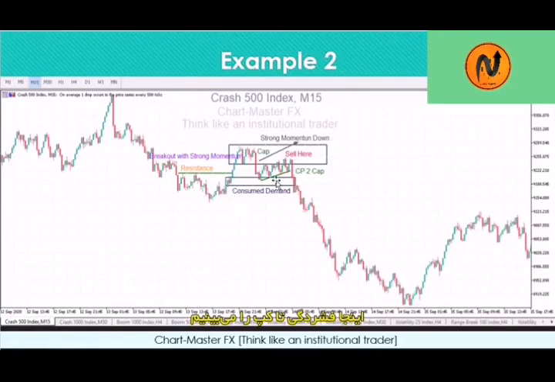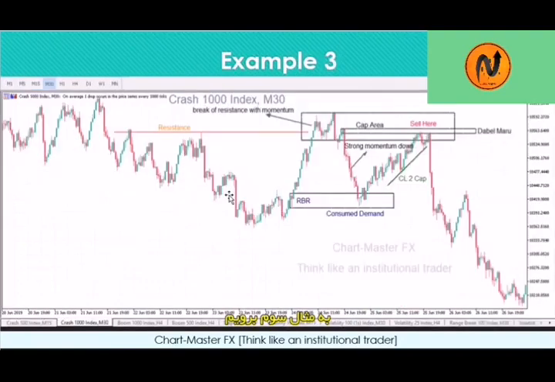So guys, you can see this, we are saying compression to the cap, guys. Compression to cap, guys. You never go wrong, I can tell you. With this one, you never go wrong. So let's go to example number 3.